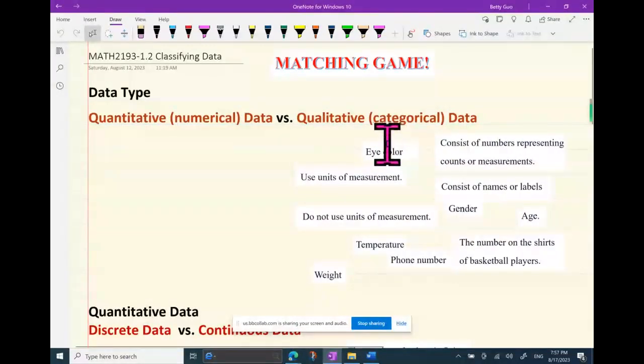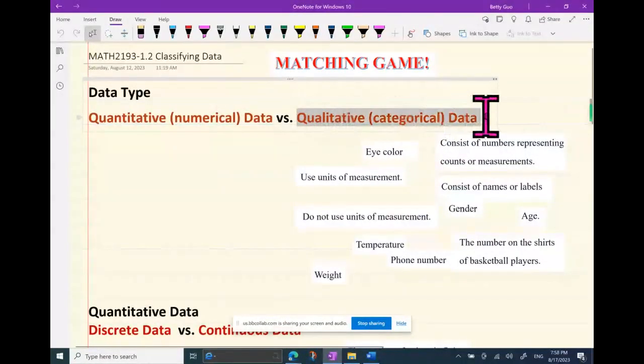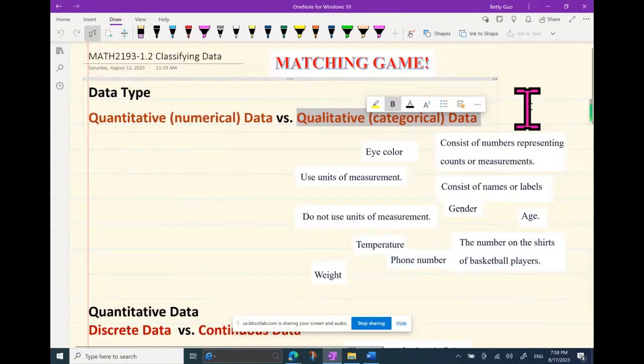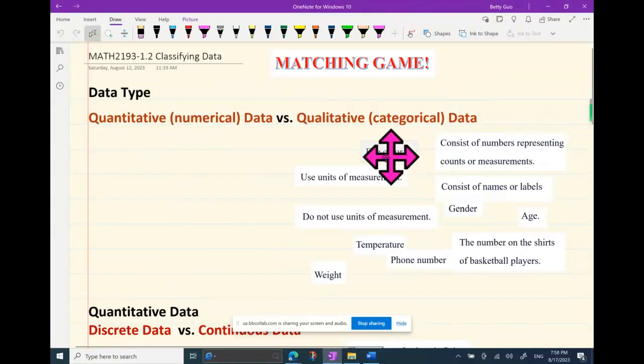And qualitative data is also called categorical data. Those data do not measure or count. Since we only have two types of data, if we understand what is quantitative, then we know all others are qualitative. So let's play the game now. This first one, eye color: quantitative or qualitative? It's a category, right? Your eye color is blue, her eye color is brown, his eye color is hazel, something like that. So qualitative for sure. What about this one?